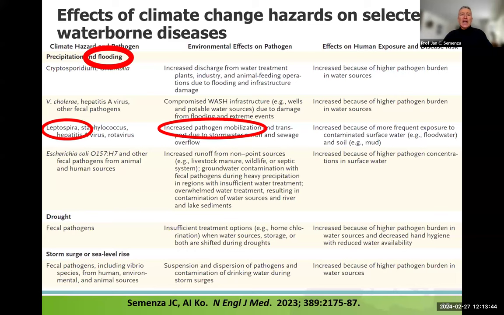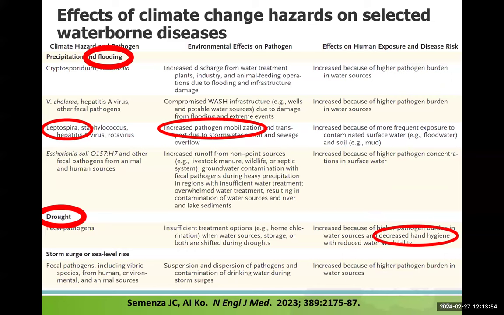But we can also see that drought will decrease hand hygiene, which increases the exposure to pathogens again, and then sea level rise will potentially contaminate our drinking water supply. So this list here illustrates the impact of these climate hazards on different types of pathogens and what that means for public health.